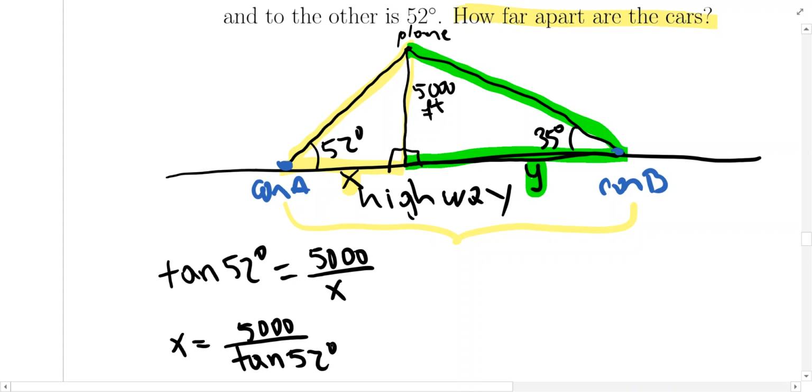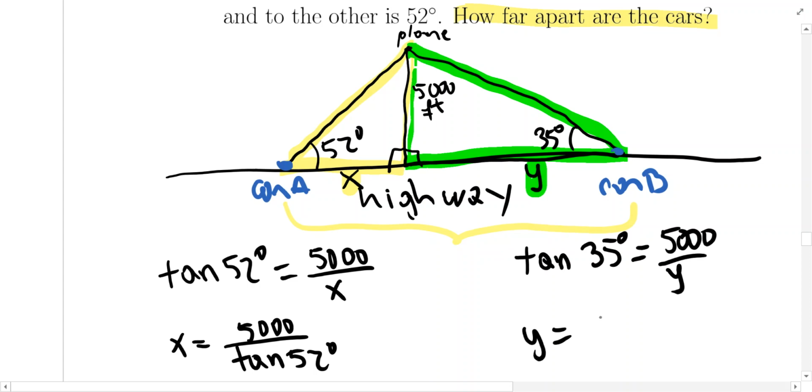Okay, then now in the second right triangle, in the green right triangle, again I have that the opposite is 5,000, and the adjacent is y. So I'm gonna apply tangent as well. Tangent of 35 degrees in this case equals opposite, which is 5,000 over y. So solving for y, I get that y equals 5,000 divided by tangent of 35.